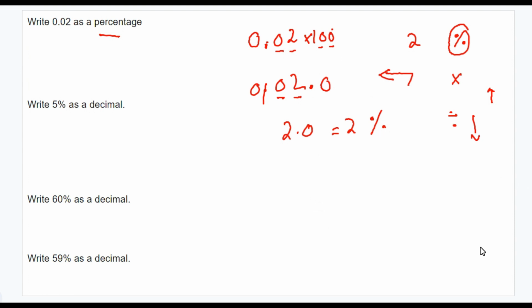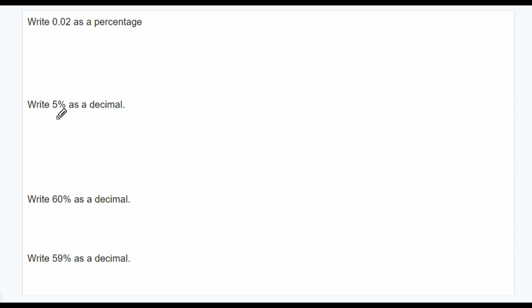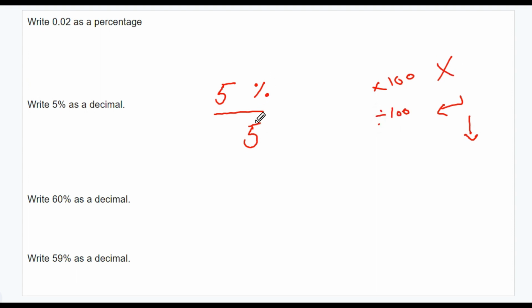Okay, now let's start with some other examples. For example, now you are given 5%. This is already a percentage. When you have a percentage, you need to take it back, which means you need to go down. So you have to change it into a decimal. What will you do? You will multiply by 100. No, you will divide by 100, because we are taking back this percentage. It means I need to divide 5 by 100.